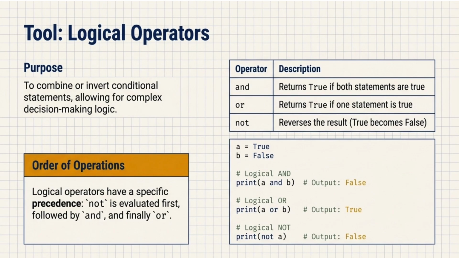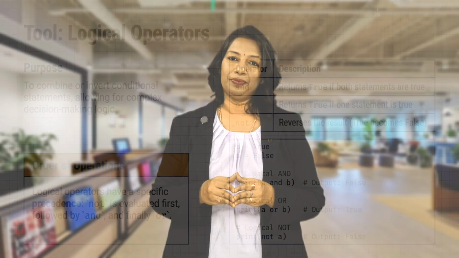The logical operators in Python allow us to combine or reverse conditions so our program can make smarter decisions. Python uses three logical operators: and returns True only if both the conditions are True, or returns True if at least one condition is True, and not simply flips the value. True becomes False and vice versa.